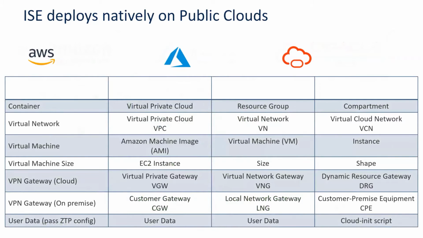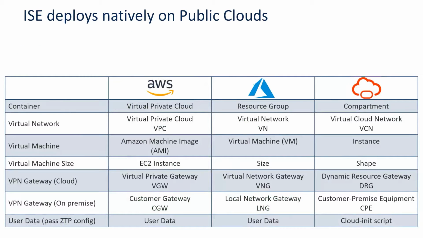Now with these clouds, we have your containers, and that's pretty much where you create your network inside a container, and then all your resources in your network. Of course, your virtual network, whether it's a virtual private cloud, virtual network, or virtual cloud network, it's all the same thing, different names. And same thing with everything else that's in this list. The user data is what we were talking about for your zero touch provisioning. And we're going to get into detail with that in just a moment.